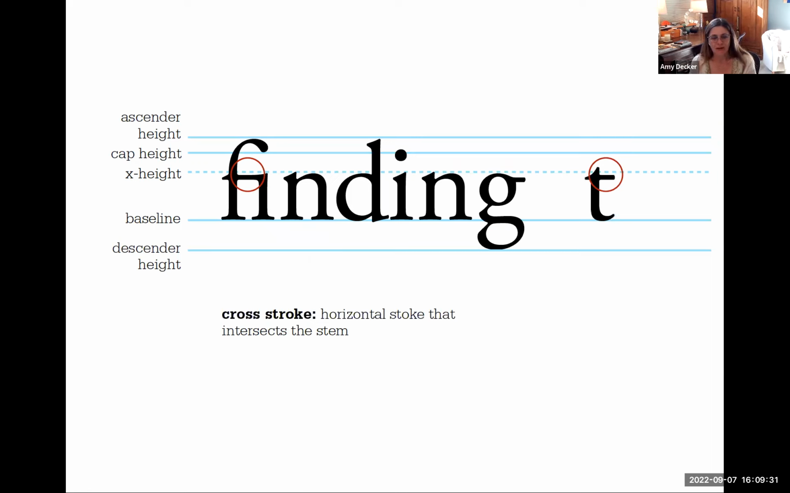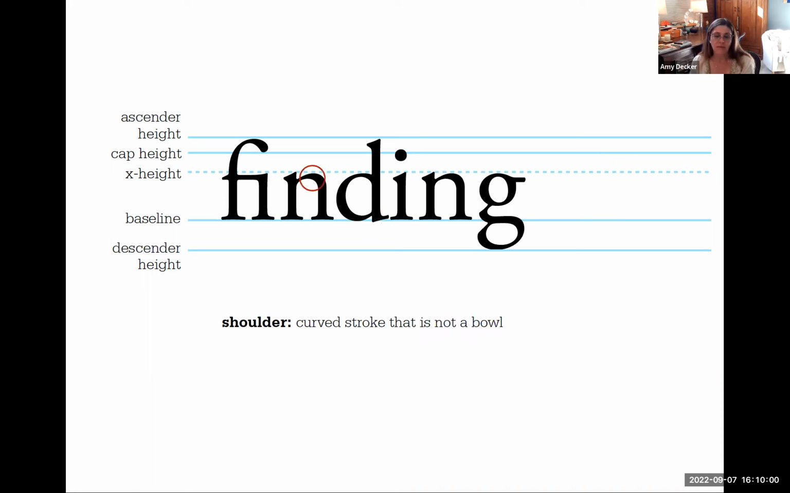Cross strokes are horizontal strokes that intersect the stem. So think lowercase t and lowercase f; they have cross strokes. And the key word here is intersect. A spur is the extension that articulates the meeting of a curved and rectilinear stroke. A shoulder is the curved stroke that is not a bowl.